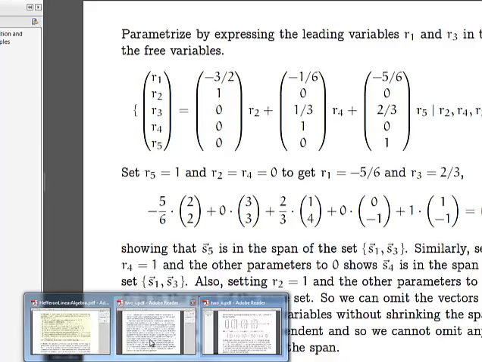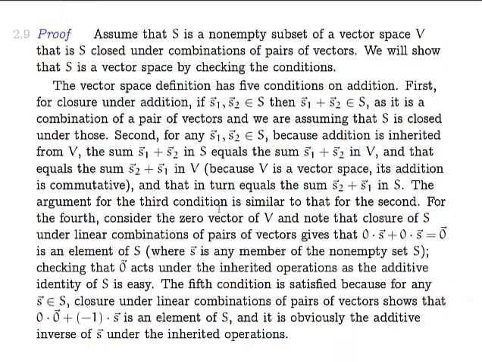Okay. All right, so consider the zero vector of V and note the closure of S under linear combinations of pairs of vectors gives that 0 times S plus 0 times S equals 0 is an element of S. Okay, so in other words, we can express 0 as a linear combination of vectors in S, so that means that 0 itself must be in S. Okay, the fifth condition is satisfied because for any S, closure under linear combinations of pairs of vectors shows that 0 times 0 plus minus 1 times S is in S. And this is the additive inverse of S. That's what we proved in one of the previous lemmas, that the inverse of S is minus 1 times S. Okay, so that gives us all the conditions that we need.